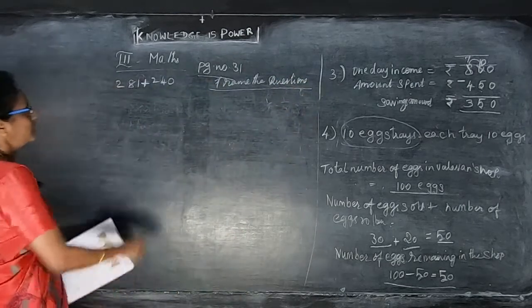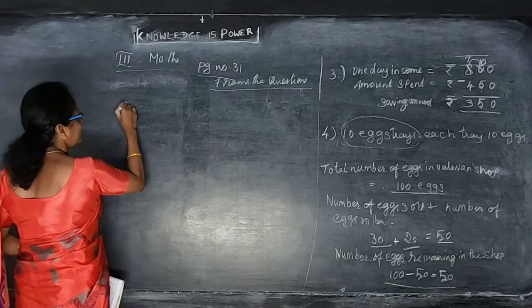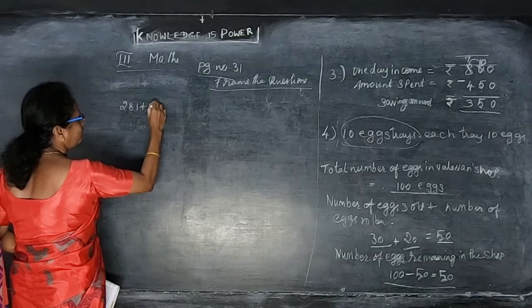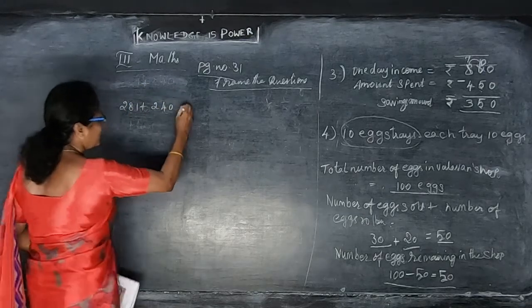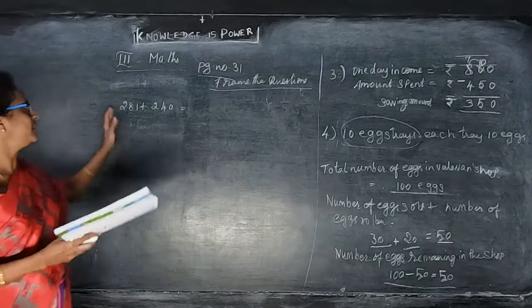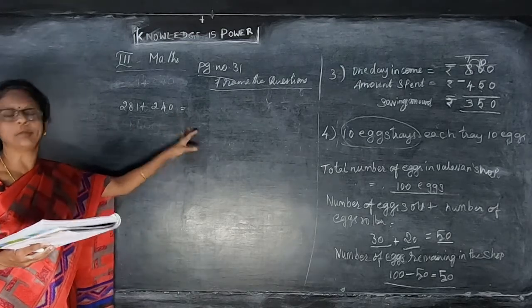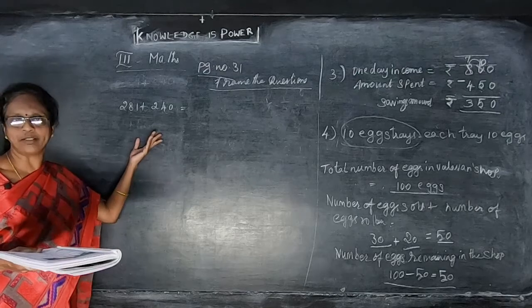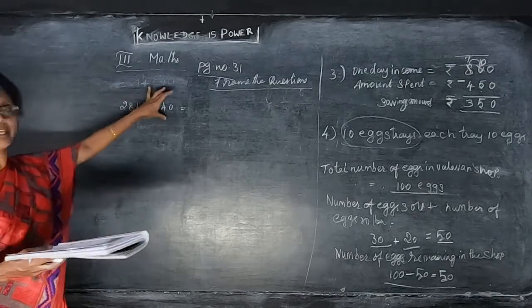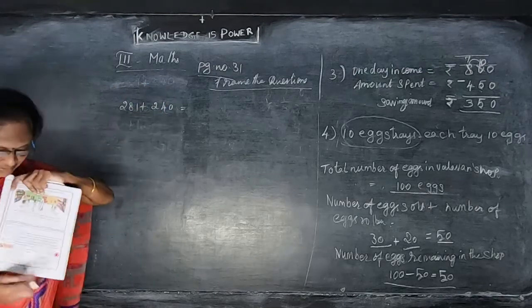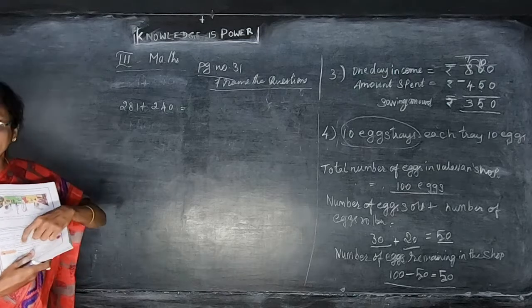Okay. So 281 plus 240. So you can write anything you want. There are 281 apples and 240 oranges in the shop. Find the total number of apples, like that. In the number, we can form any question. For this, they have given two sums for framing the questions.